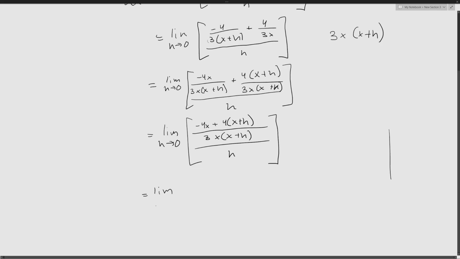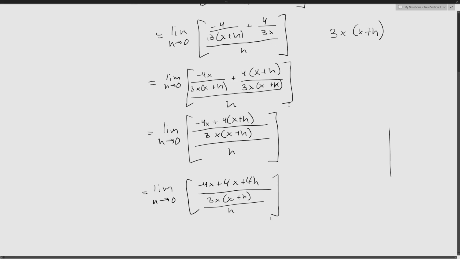And so we would get the limit as h approaches 0 of negative 4x plus 4x plus 4h over 3x times (x plus h), and again all divided by h. So here we can see that the two numbers cancel out, and we'll be left with 4h divided by h, and those h's cancel out. And so we get the limit as h approaches 0 of 4 over 3x times (x plus h).